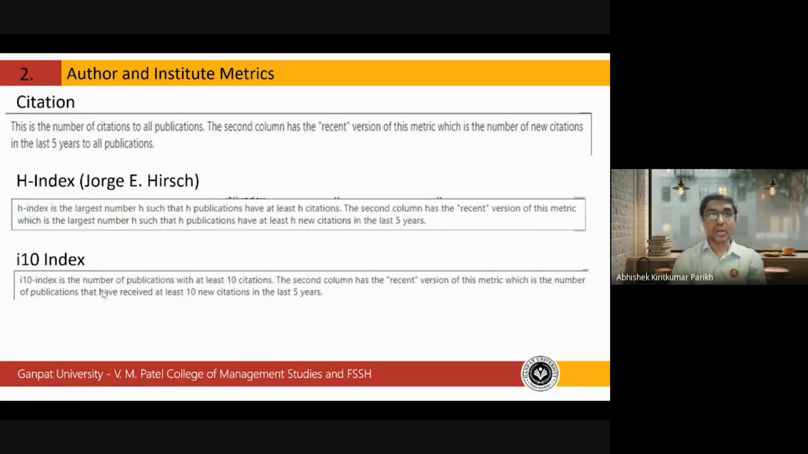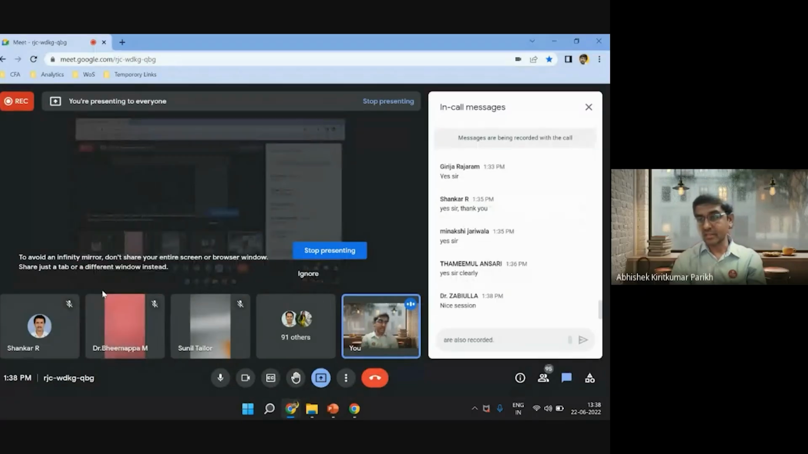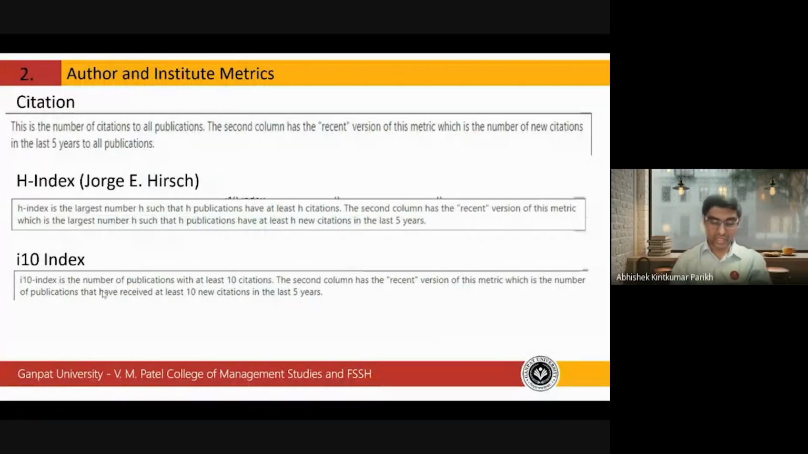Now come to the author and institute level indices. I need to wind it up in 20 minutes, so I will go a bit faster. So let me go one by one very quickly.